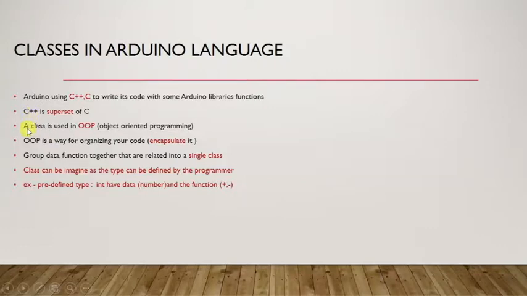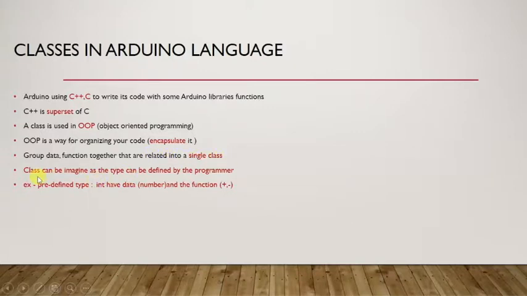A class is used in object-oriented programming. It's not a new subject for you. You already took the OOP 2 course last year. OOP is a way of organizing and encapsulating your code. For example, if you have a very large code, you must rearrange it so it is easier for you to change and debug the code. So you have to use OOP. It is a way to group data and functions together into a single class.